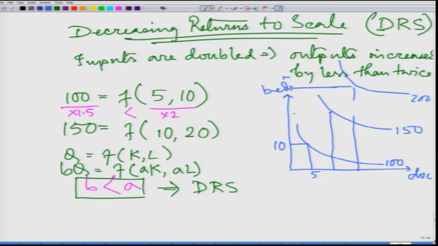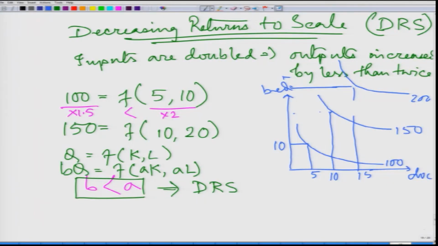Yes, so now from 5 to 10, 10 to 15, you have again multiplied by 1.5. Over here you can see that it has increased by even less than 1 time, or just 50 units out of 150. So here it shows that the isoquants are moving far away from each other. That means the production process is inefficient.